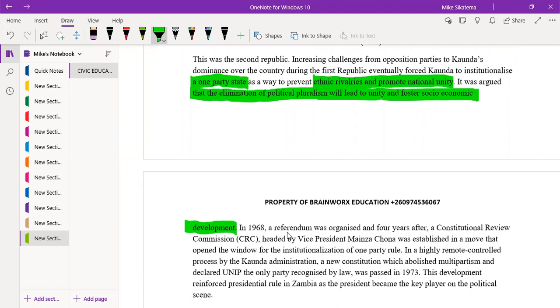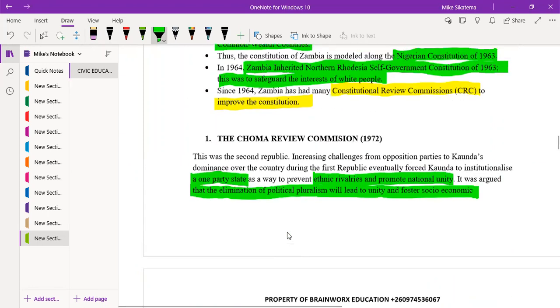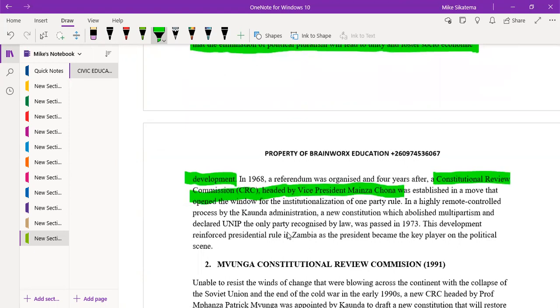So ethnic rivalries, now that white people have gone, Zambia might have even been in some form of civil war. Well, I'm Lozi, I'm Bemba, I'm Tonga, etc. So Kaunda, in all of his wisdom, said, you know what? To prevent this political instability from ethnic groups, let's try to eliminate the multi-party state system. Therefore, in 1968, a referendum was organized, and 4 years after, a constitutional review commission headed by Vice President Mainza Chona. No wonder it's called the Chona Review Commission.